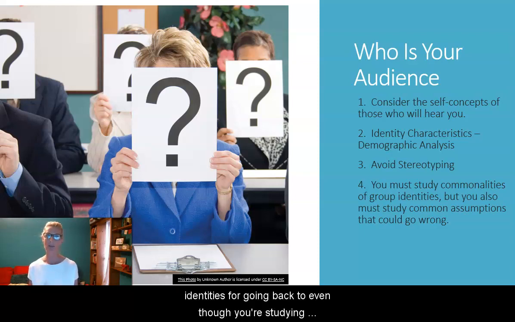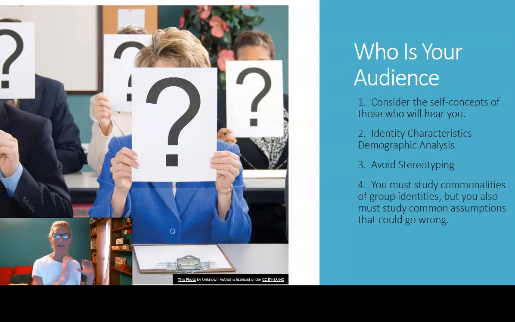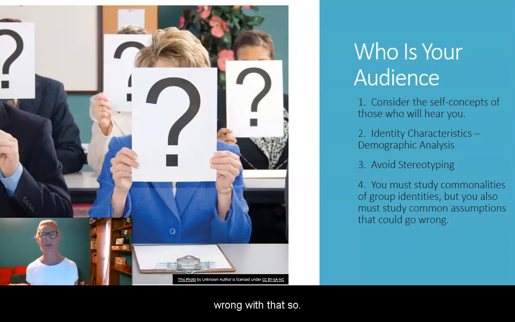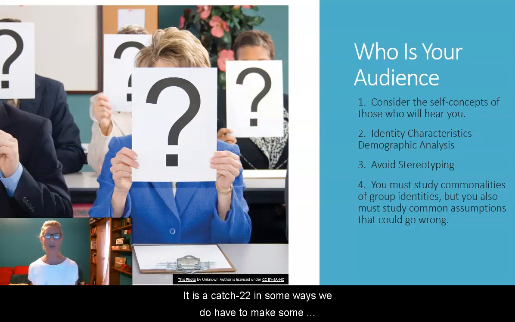But going back to, even though you're studying the commonalities, the paradox here is that you also want to study some of the common assumptions that we make from these generalities, and then what could go wrong with that. So it is a catch-22 in some ways. We do have to make some assumptions. We do have to stereotype sometimes.